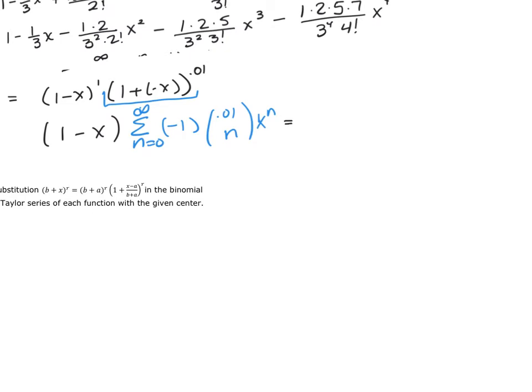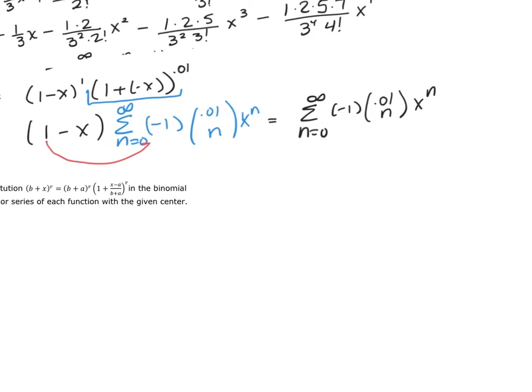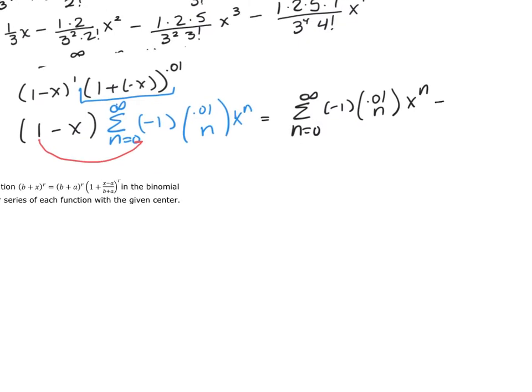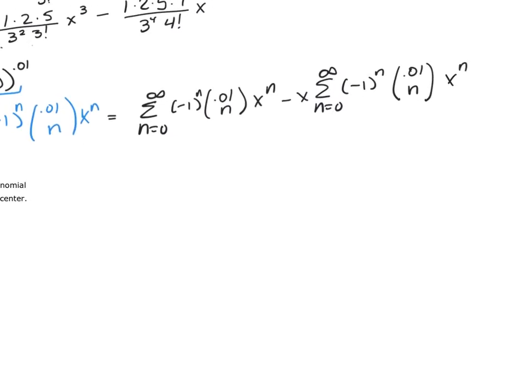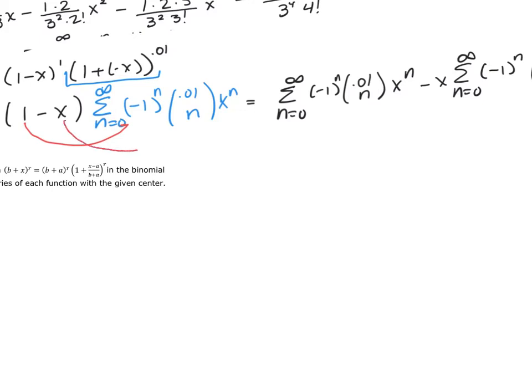this is going to be equal to the summation of n equals 0 to infinity of negative 1 to the n, 0.01 choose n, x to the n. That is the 1 multiplied by that summation. And then I'm going to have minus x, the summation of n equals 0 to infinity. And that should be negative 1 to the n, don't drop that, negative 1 raised to the n, 0.01 choose n, x raised to the n, and that is this distribution.